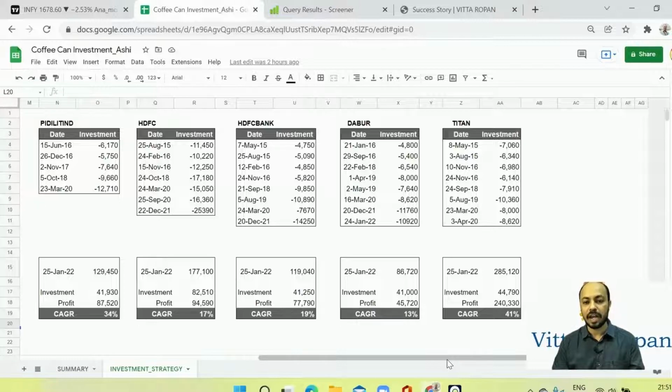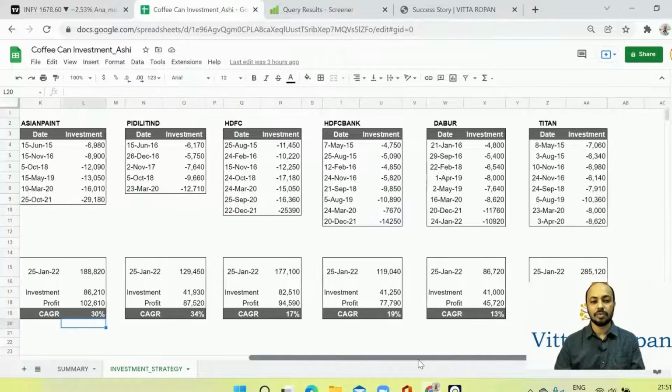Now coming back to the last stock, that is Titan. So the investment we have made is 44,790. Current valuation is 2,85,120. Profit we made is 2,40,330. That is a very, very good profit, and the highest CAGR came in Titan, that is 41%.